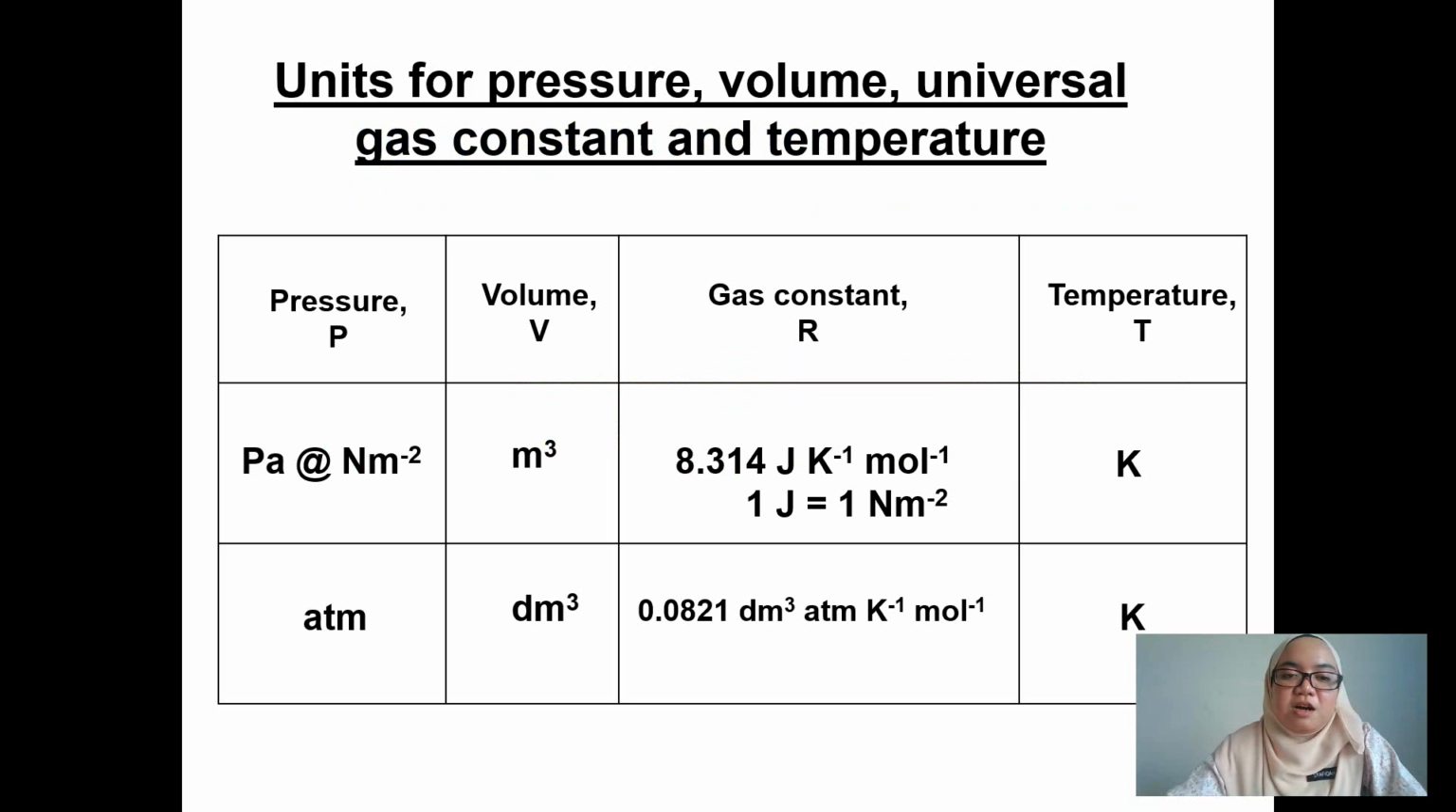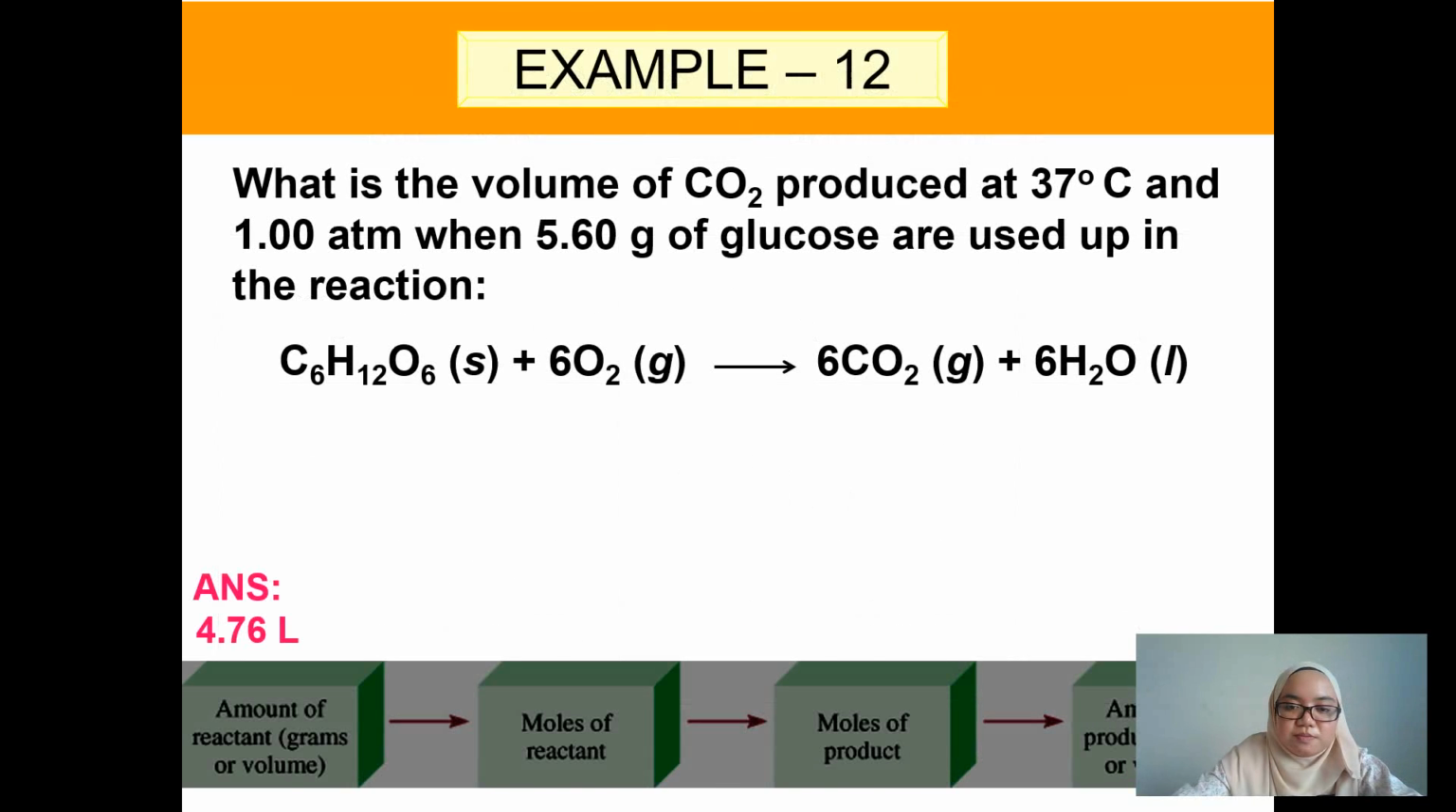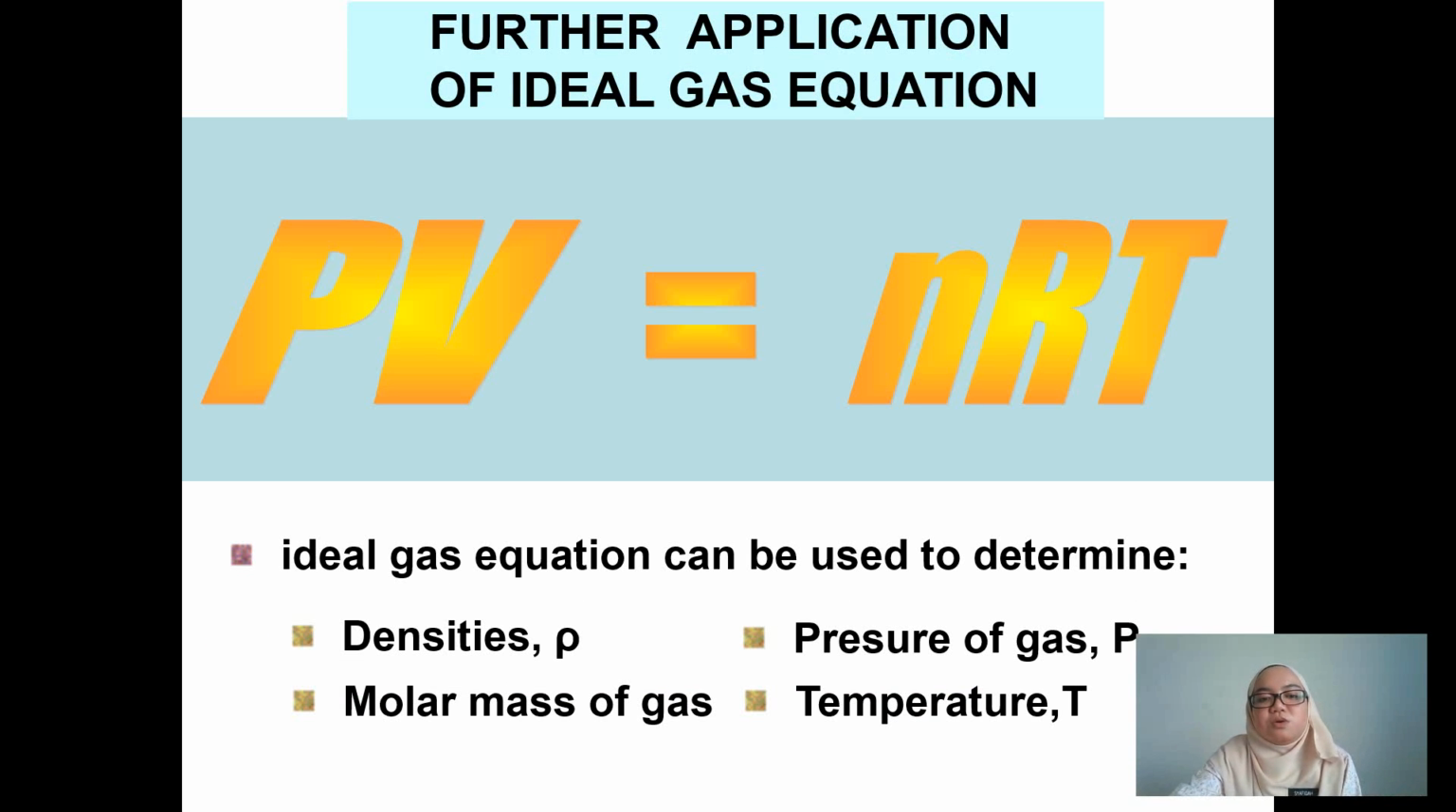PV is equal to nRT. So the units for pressure, volume, universal gas constant, and temperature. This is the list of units for temperature, pressure, and volume as well. There is a further application of this ideal gas equation, where we can find the density, the molar mass of gas, the pressure of gas, and the temperature of gas.